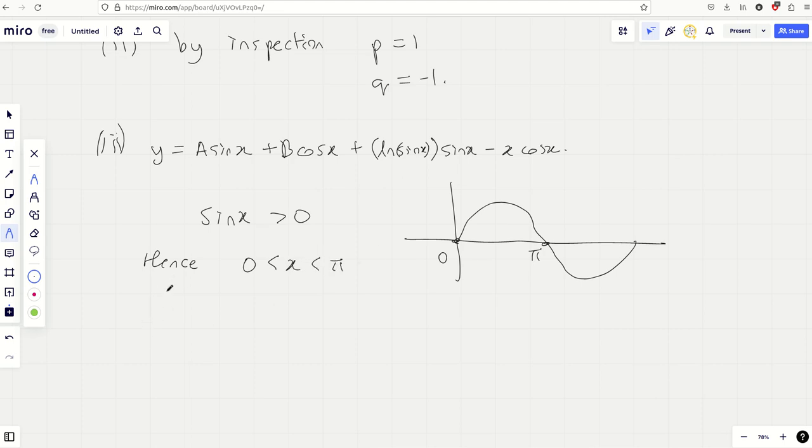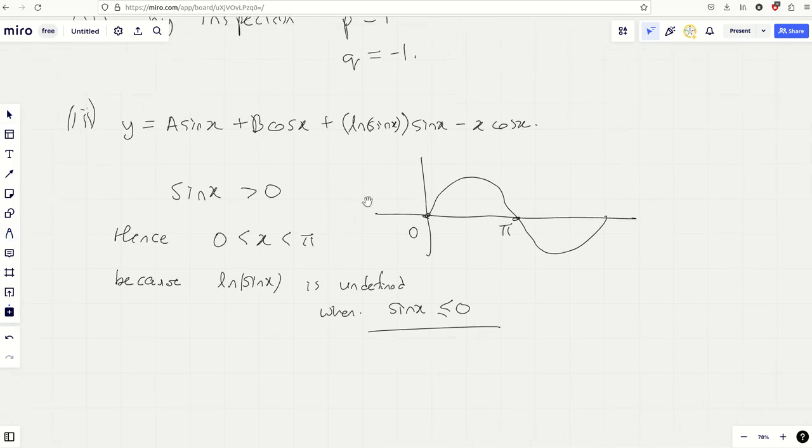And to justify that, because ln sine x is undefined when sine x is less than or equal to 0. Yeah? That's basically the answer.